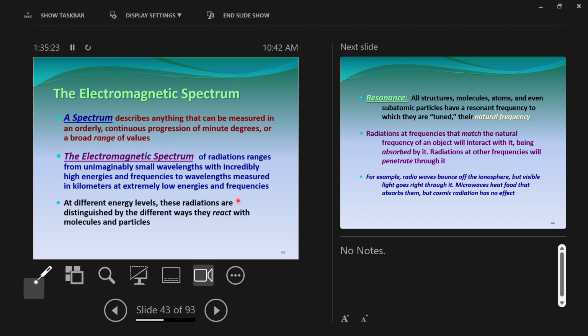Okay, so the electromagnetic spectrum. It's a range of energies from unimaginably small wavelengths with incredibly high energies, all the way to wavelengths measured in kilometers or like miles long with extremely low energies. At differing energy levels, these radiations are distinguished by the different ways they react with molecules and particles.